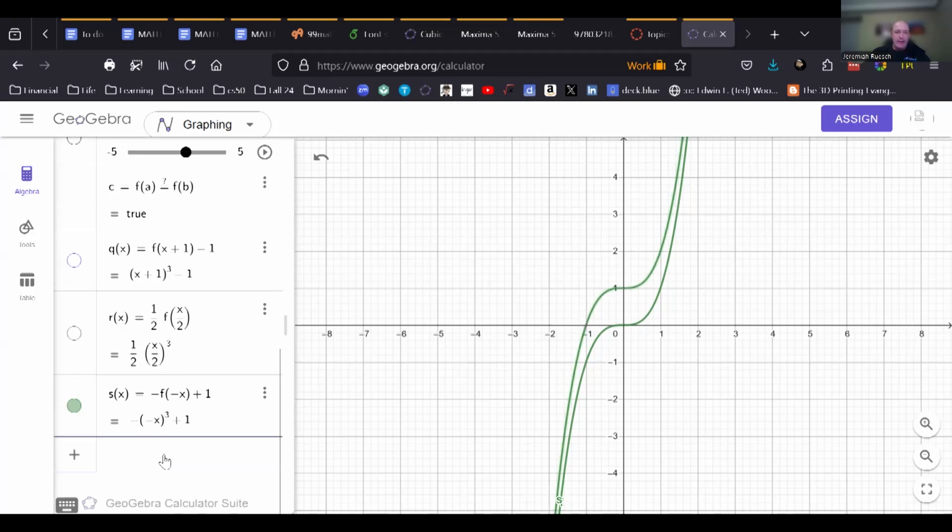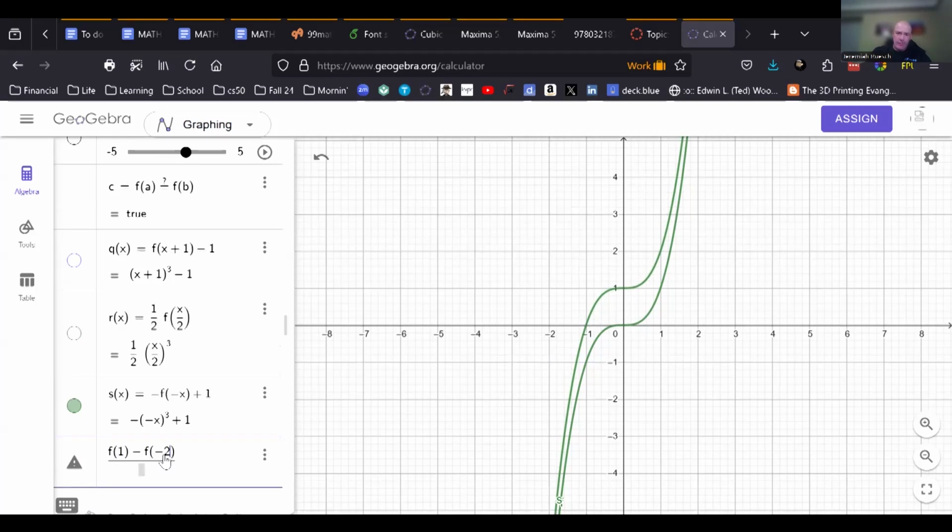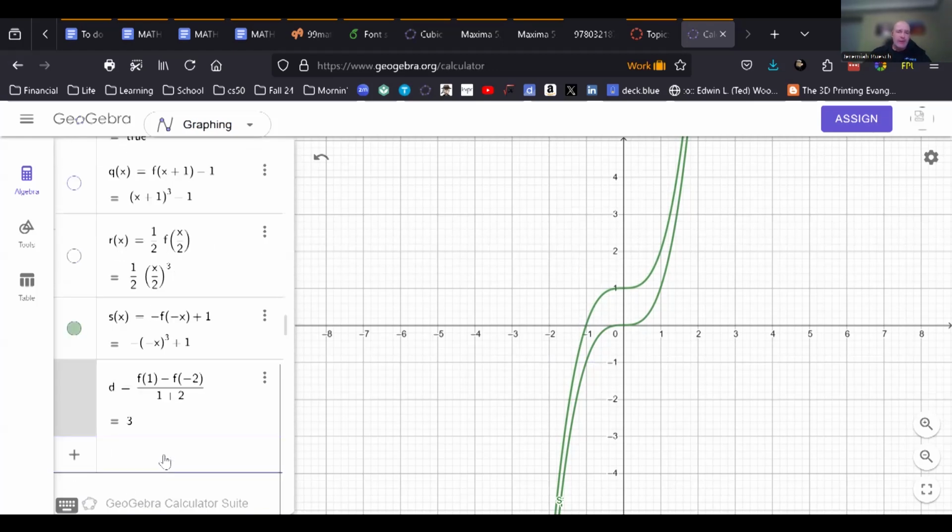So this is essentially just really being x cubed plus 1, because that's why it's a shift up as we expected. And then last but not least, you can compute the j value, finding the average, by literally just plugging that in. So f of 1 minus f of negative 2. And then you can divide that by 1 minus a negative 2. So plugging that directly in, it actually computes the value directly for you there. 3, which is what we got in our calculations.